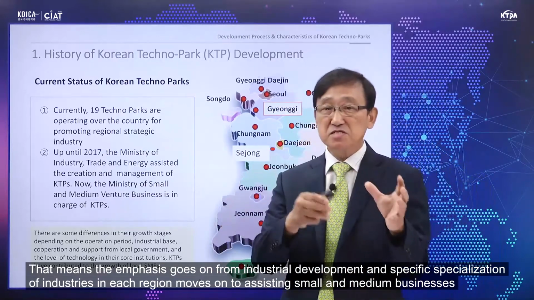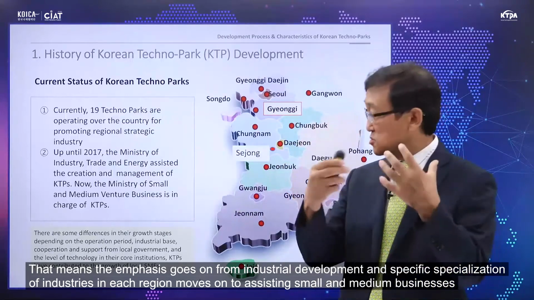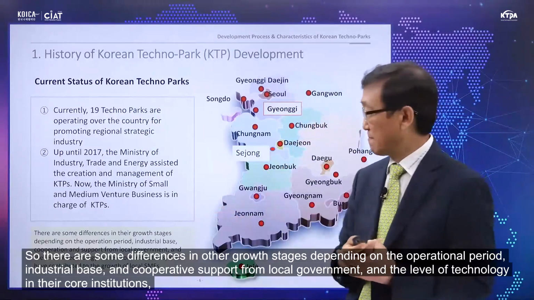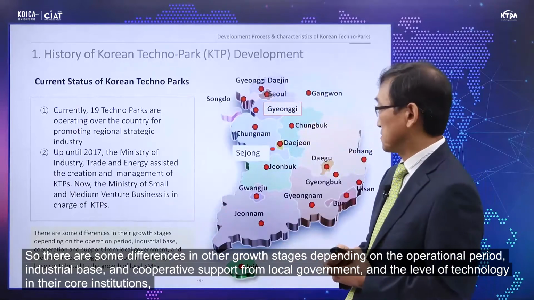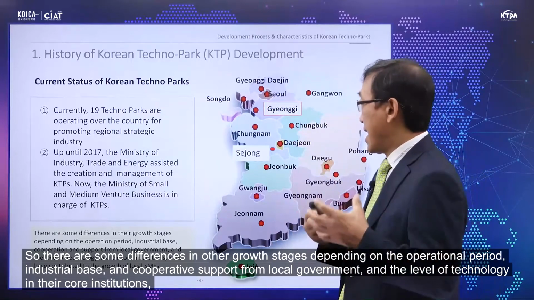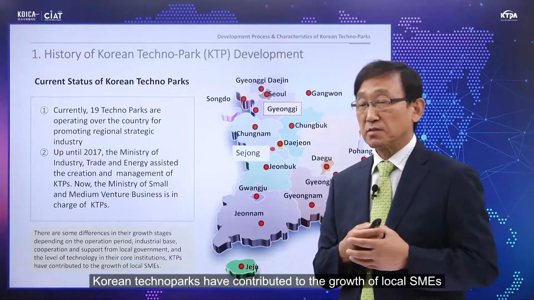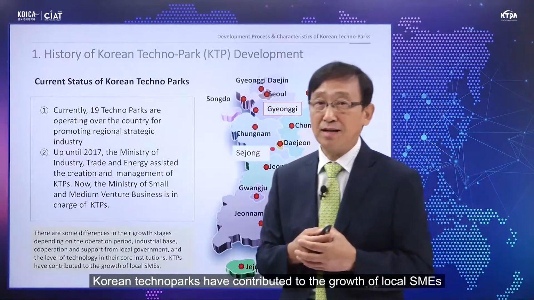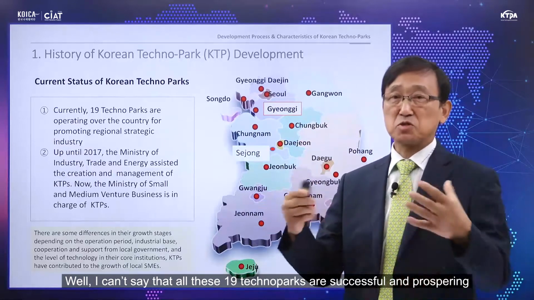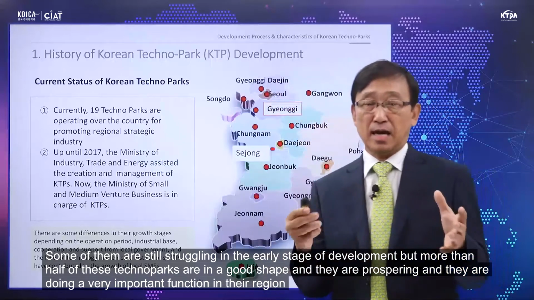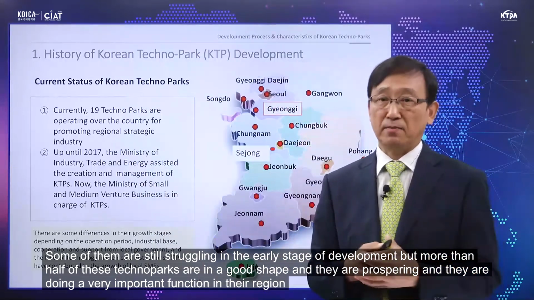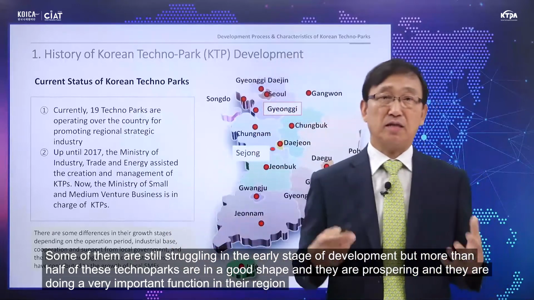That means the emphasis moves on from industrial development and a specific specialization of industries in each region, to assisting small and medium businesses. So there are some differences in their growth stages, depending on the operation period, industrial base, and cooperation and support from local government, and the level of technology in their core institutions. Korean technoparks have contributed to the growth of local SMEs. Well, I cannot say that all these 19 technoparks are successful and prospering. Some of them are still struggling and in the early stage of development. But more than half of these technoparks are in good shape, and they are prospering, and they are doing a very important function in their region.